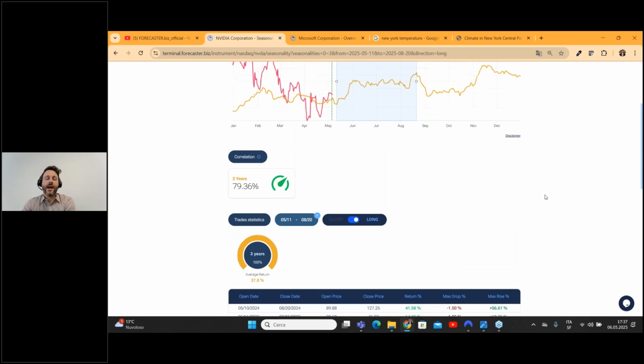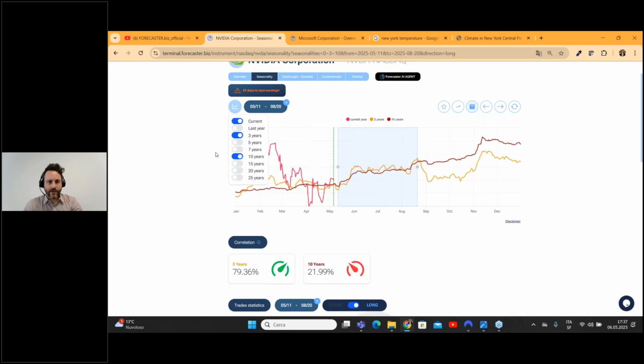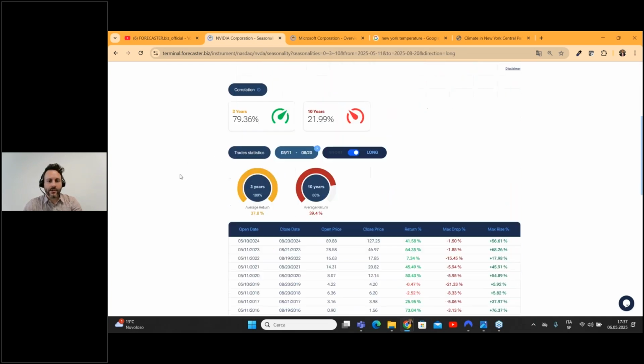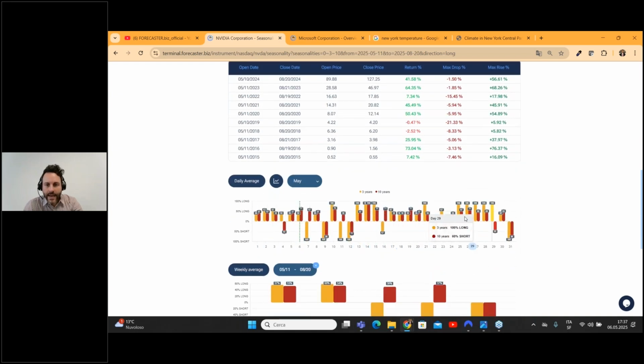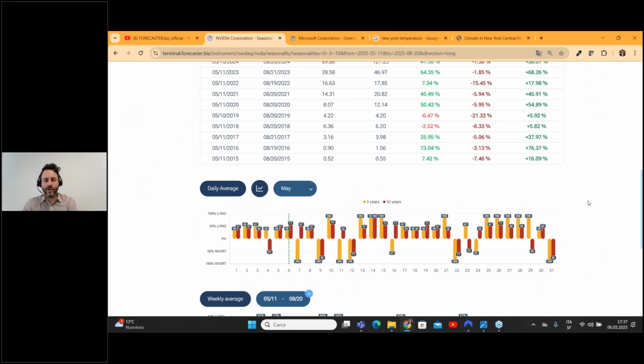In this case, I don't use it a lot because I don't do day trading on stocks, but it's very interesting because, for example, if you plot the 10-year seasonality, you can find days which are very bullish. For example, the 14th of May. In the last 10 years, the 14th of May has been a long day 100% of the time. This is very interesting, especially if you like to trade on a daily basis. Okay.